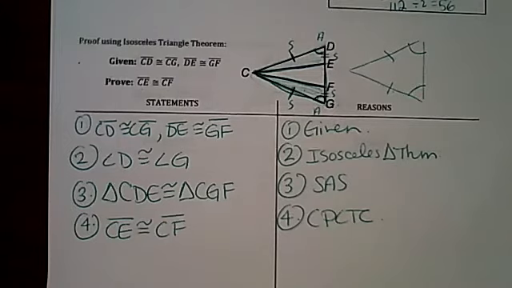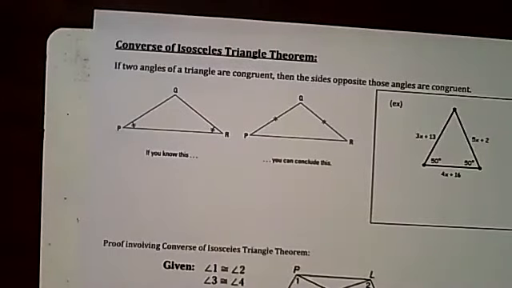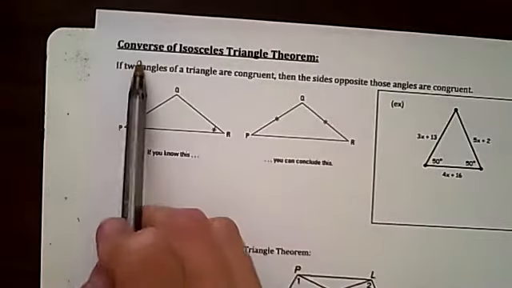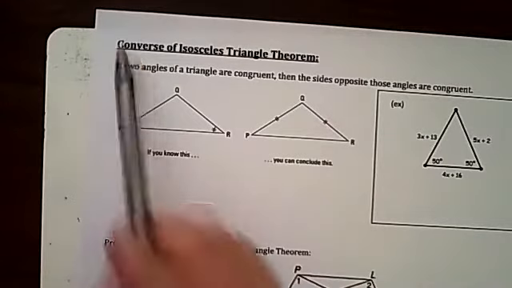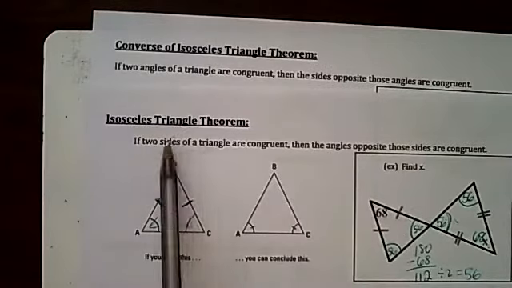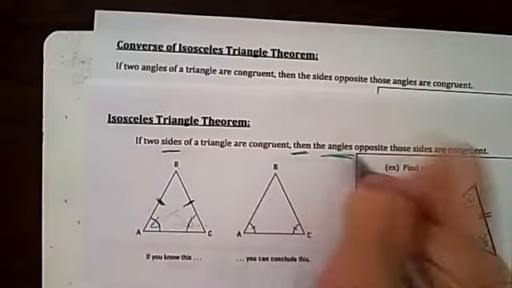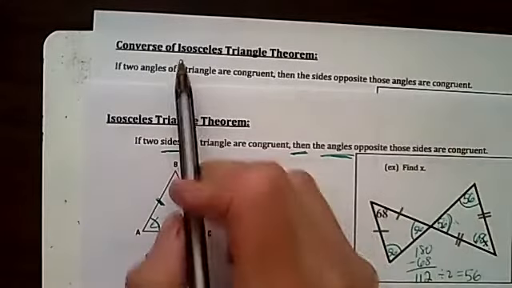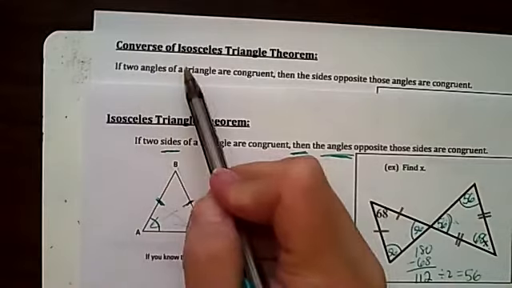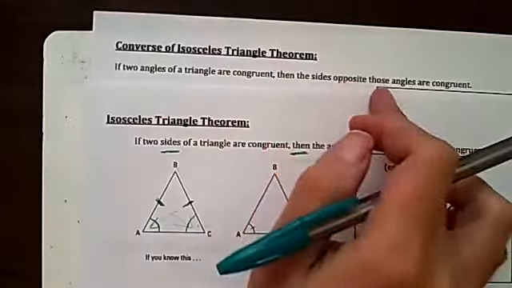The second page talks about the converse of the isosceles triangle theorem. So if you remember earlier in the year, we learned about what a converse was. A converse is when you flip the if and the then of a theorem. So just to recap, the isosceles triangle theorem says if two sides are congruent, then the angles are congruent. So we're going to flip that. The converse says if two angles of a triangle are congruent, so this part now is coming first, then the sides opposite those angles are congruent.